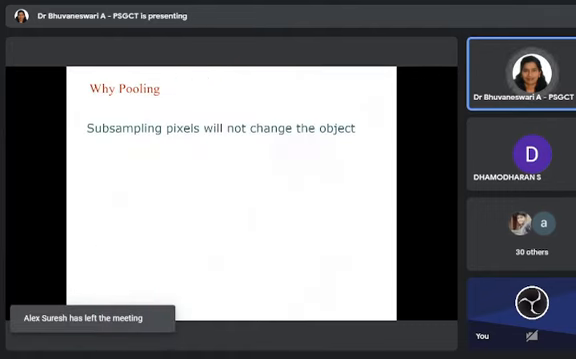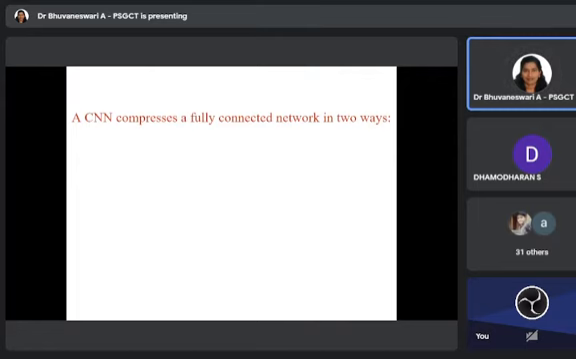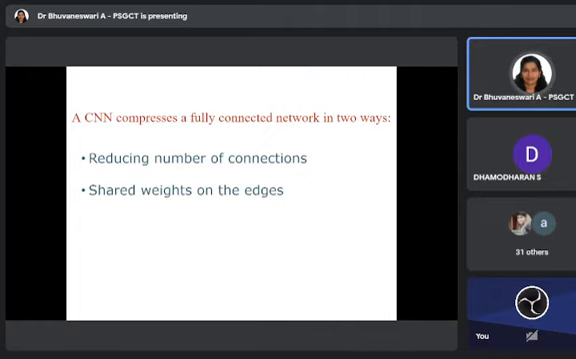So once you have the pooling, you get the subsampling of pixels which are not the object. So you just reduce the size, the frame of the image, so that you have fewer parameters to characterize. So then you have the compression. You compress the network in two ways: by reducing the number of connections and shared weights on the edges.